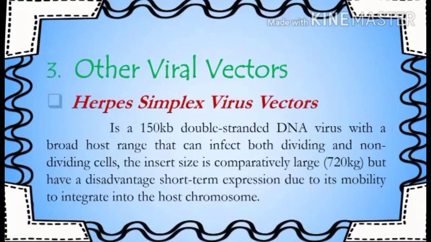These include herpes simplex virus vectors and baculoviruses. Herpes simplex virus vector is a 150 kb double-stranded DNA virus with a broad host range that can infect both dividing and non-dividing cells. The insert size is comparatively large, 720 kb, but it has the disadvantage of short-term expression due to its inability to integrate into the host chromosome.